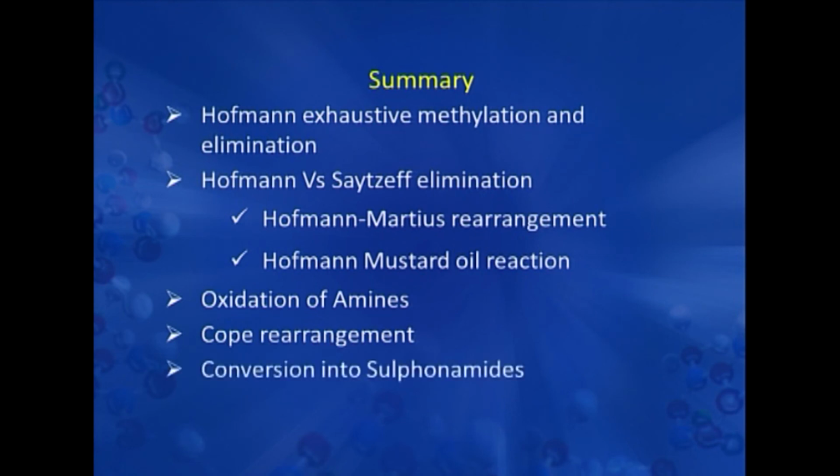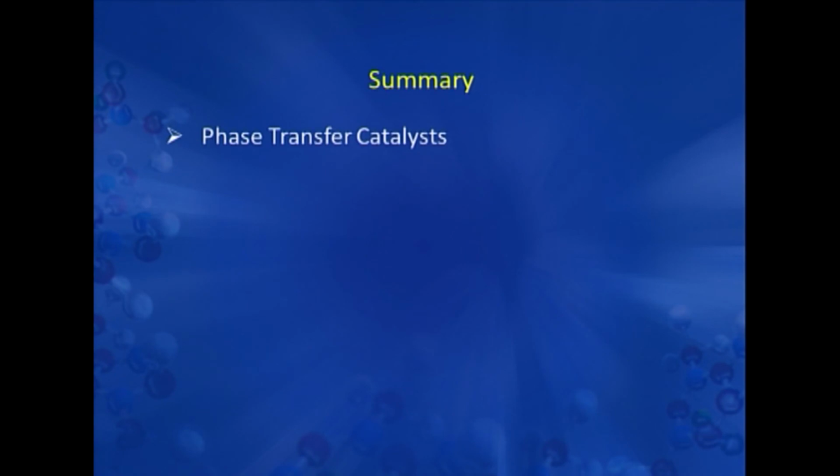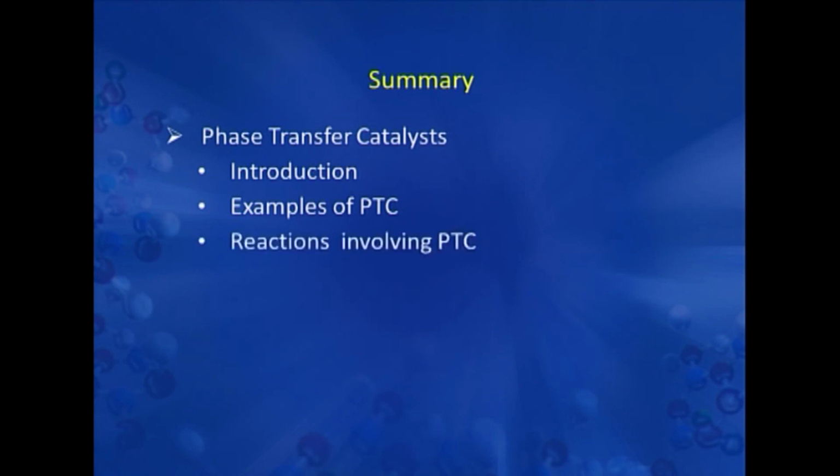Then conversion of amines to sulfonamides, which are very good antibacterial agents and are used as sulfa drugs, and then the Hinsberg test, which is used to identify whether the amine is a primary amine or a secondary amine or a tertiary amine. And then we have discussed phase transfer catalyst. Under this category we have introduced them, given some examples of phase transfer catalyst, some reactions which involve phase transfer catalyst, and the mechanism of their action has also been introduced here in this lecture.